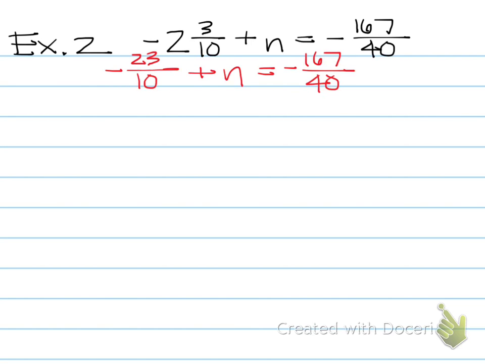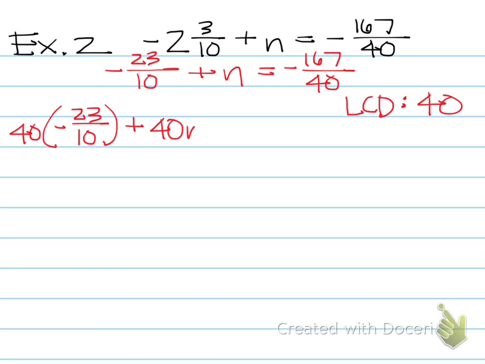All right, so now we want to determine what the lowest common denominator is. The two denominators are 10 and 40. The lowest common multiple of 10 and 40 is 40. So that is our lowest common denominator. So we're going to multiply all the terms by 40.